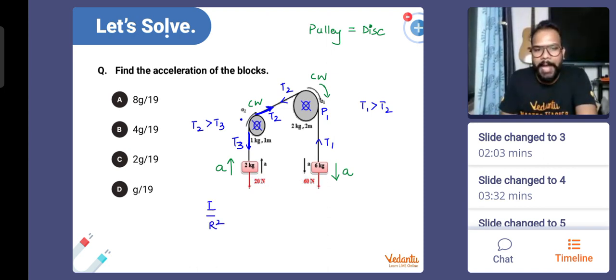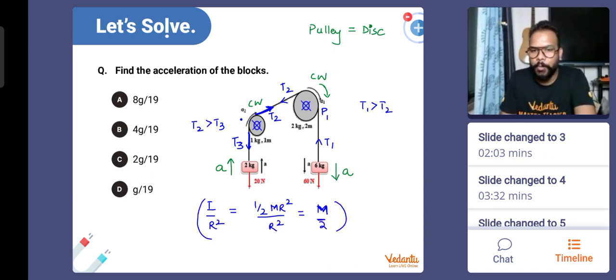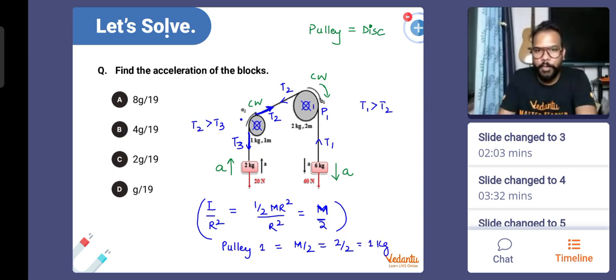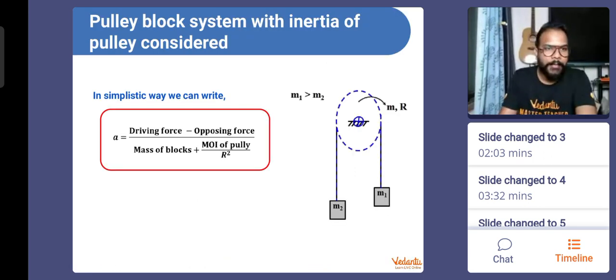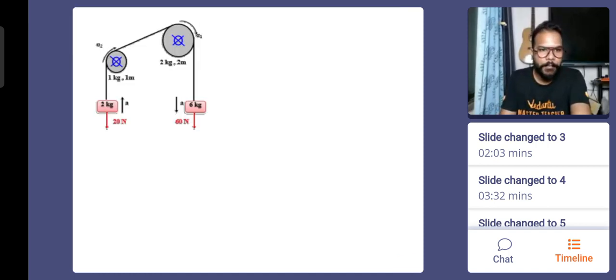Now we require I by R square, the moment of inertia divided by R square. And for a pulley, the moment of inertia is half m r square, divided by R square. So this value comes out to be m by 2 in general. Are you getting it? When we are speaking about the pulley, you will write I by R square as m by 2. For pulley 1, the value of m by 2 is 2 by 2, that is 1 kg. This is pulley 2, and for pulley 2, the value of m by 2 will be 1 by 2. That's it. The total mass is 2 plus 6. Basically, we'll be applying this formula now.